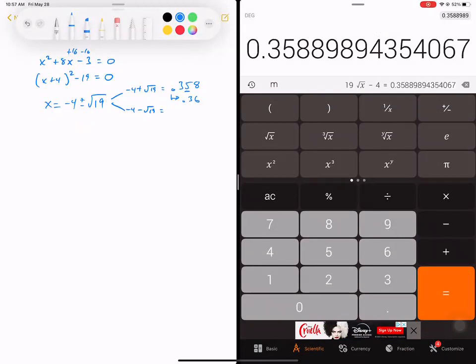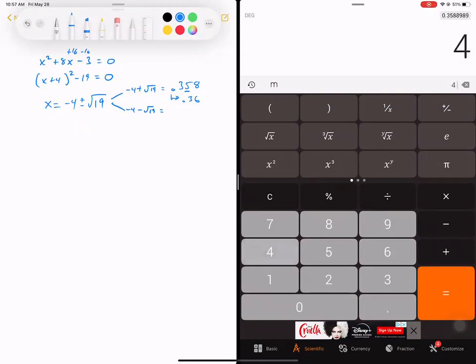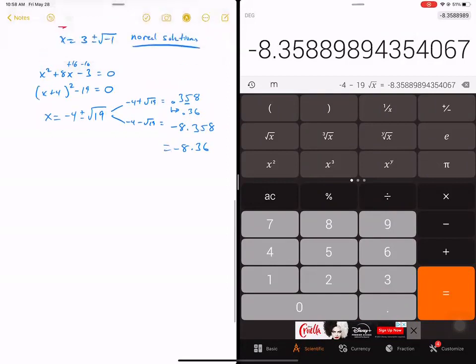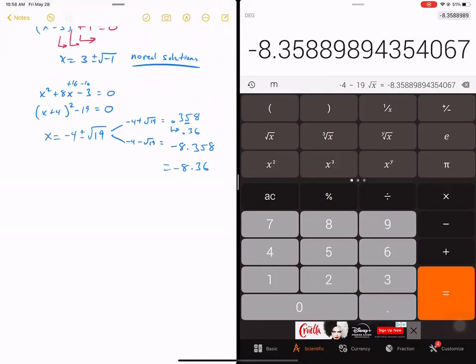I want you guys to make sure you can practice this on your calculator right now to make sure you're good with it. Let's just try it. 4 negative minus 19 square root equals, and then we end up with our next number, negative 8.358. I'm going to round to negative 8.36 because 35.8 is closer to 36 rather than 35. So you guys will be asked to do this on IXL using your calculator. Now, as you can see, I didn't show that much work, but this is the work I'm expecting at minimum for you guys to solve this problem, at minimum.